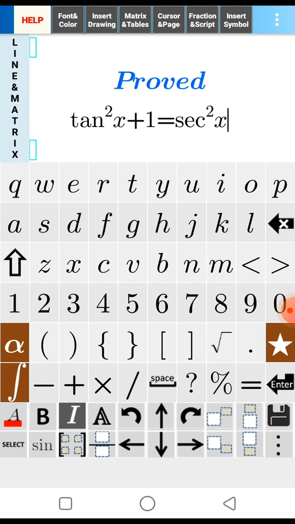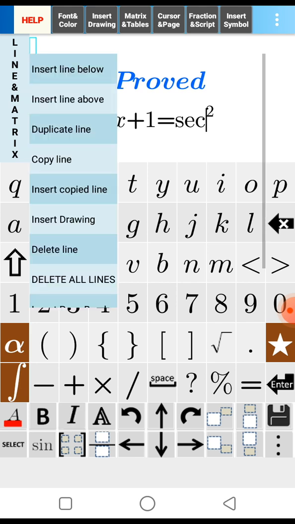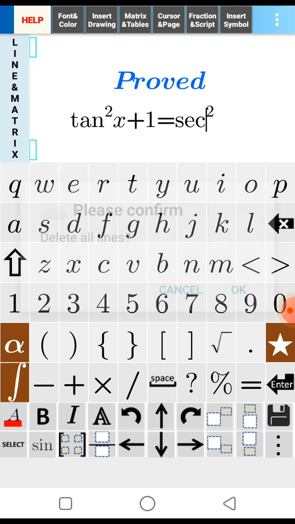Today's topic is to show you how tangent square x plus 1 equals secant square x. Let's get to the video. We're going to prove that tangent square x plus 1 equals secant square x.